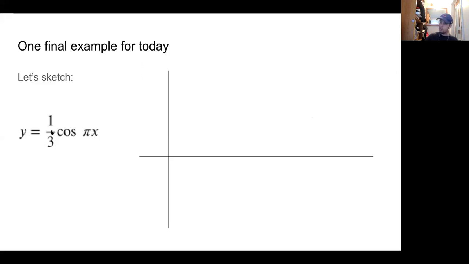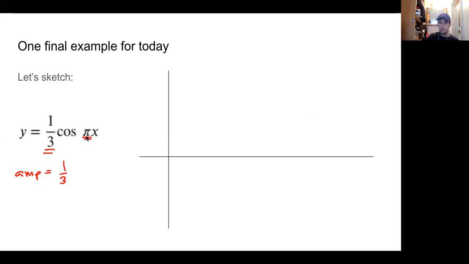First thing is there's no reflection, there's no negative here, but there is an amplitude. So we have an amplitude of 1/3. That means that we're going to be going up to 1/3 and down to 1/3. We're not going to be going up to 1 and down to 1. It's going to be a little more compressed.